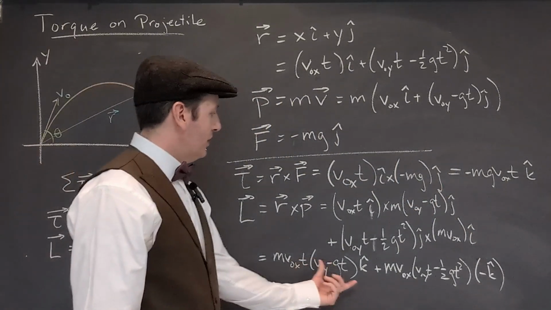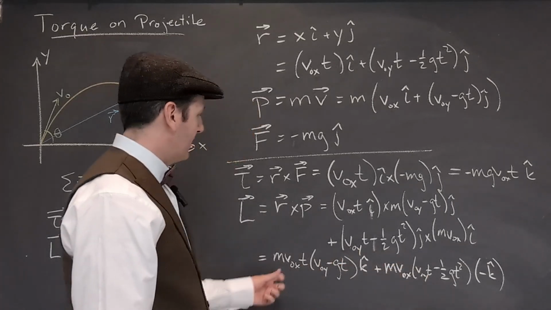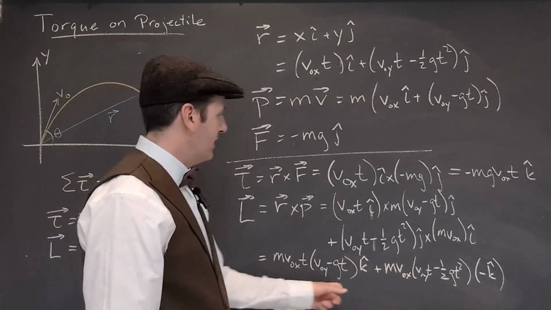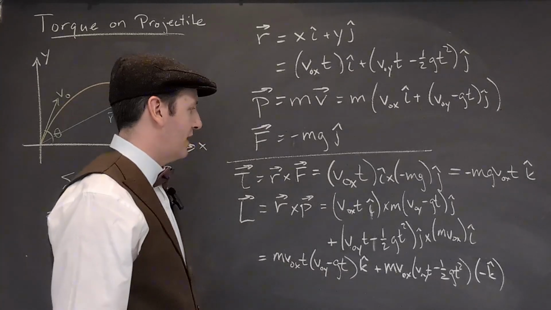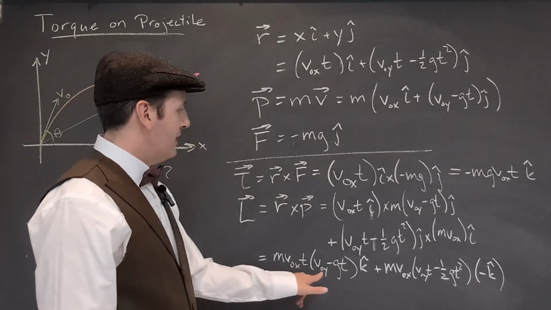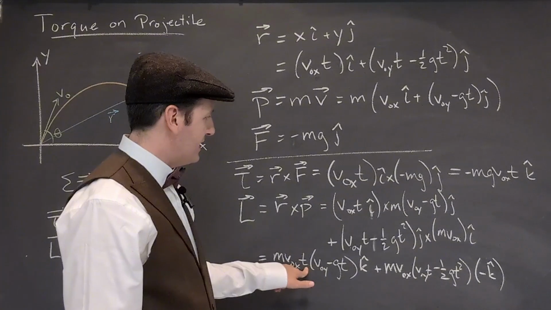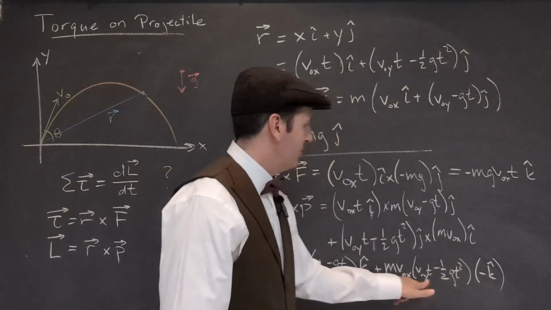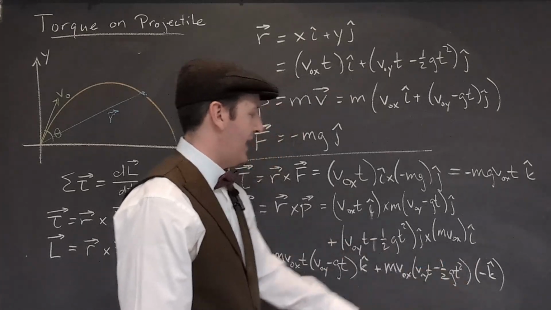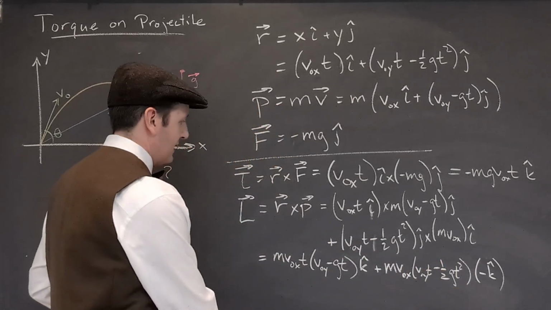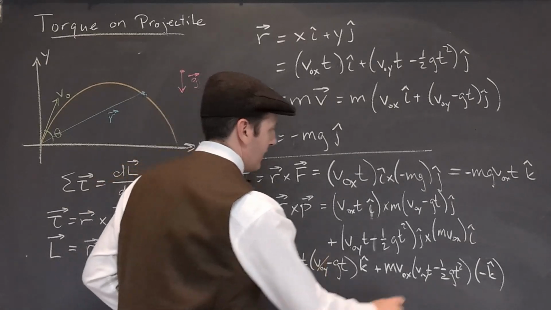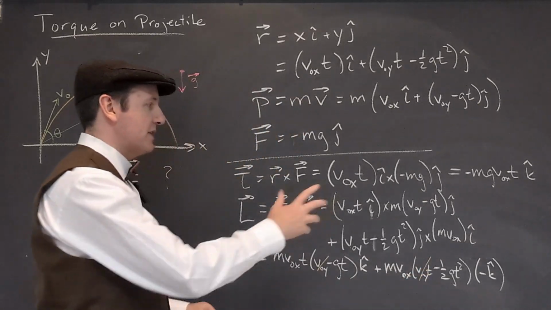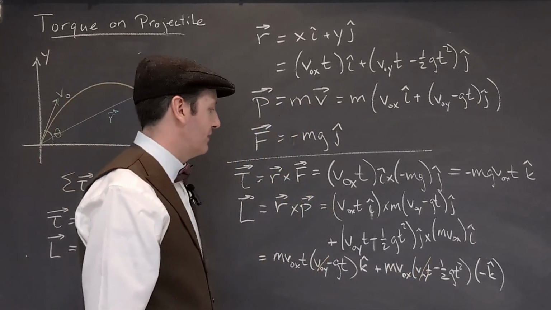Okay, now let's see if we can combine anything here. They both have an m out front. They both have a v naught x out front, so those are a common term. And then notice that I'll have a v naught y t k hat minus v naught y t k hat. Those terms will actually cancel out because of the negative sign on that anti-commutation.